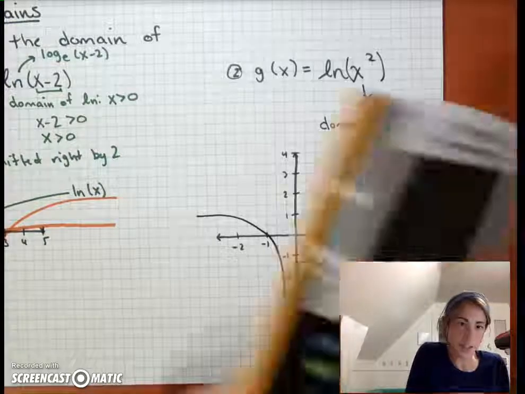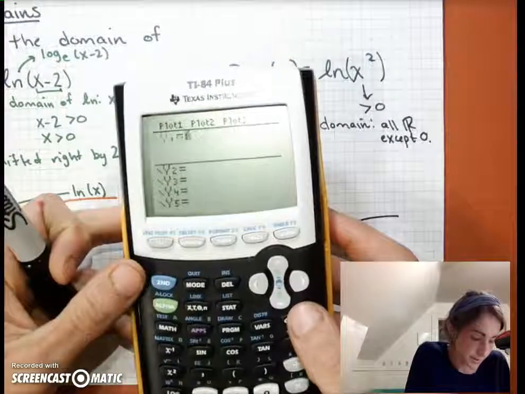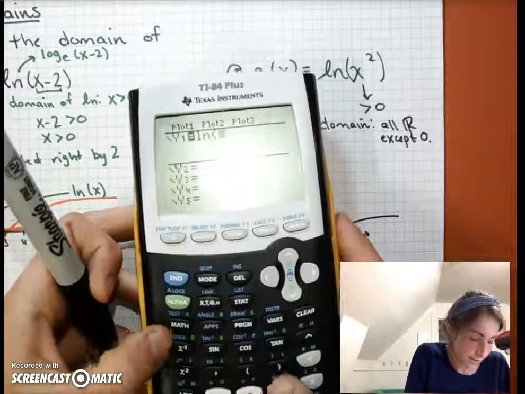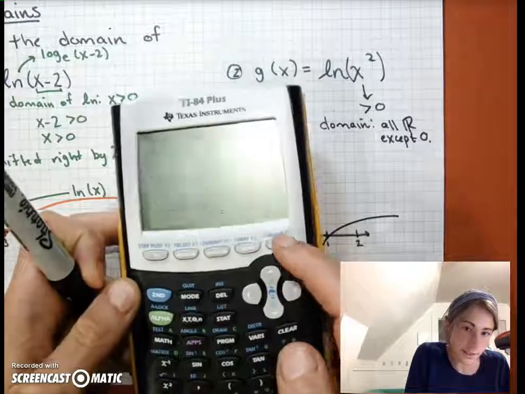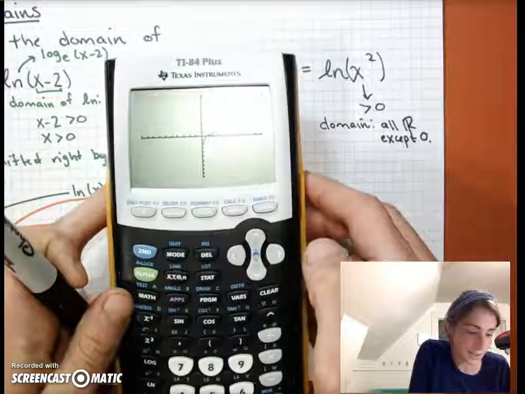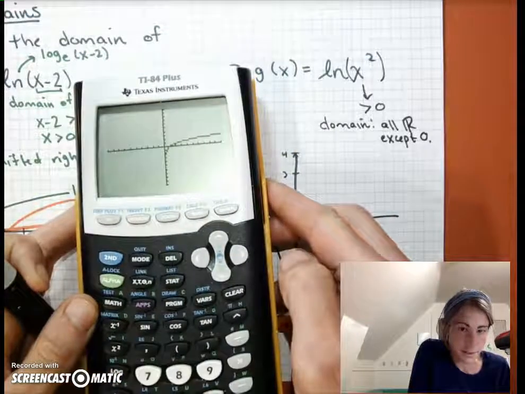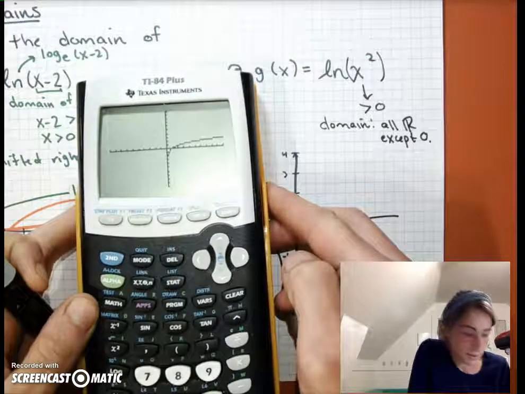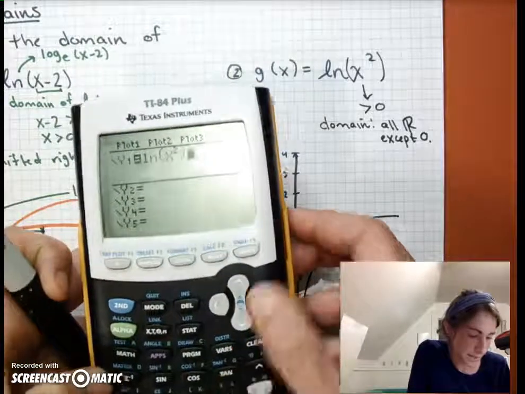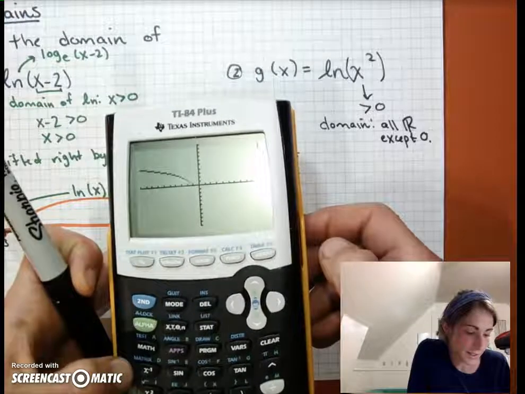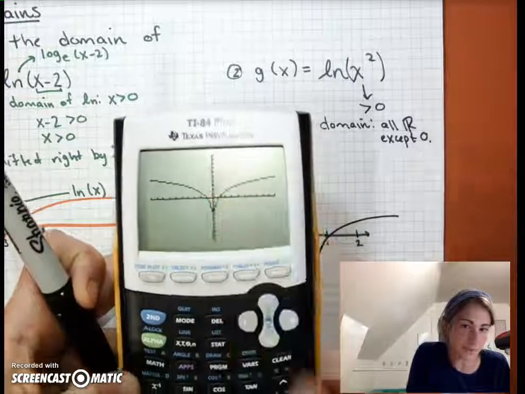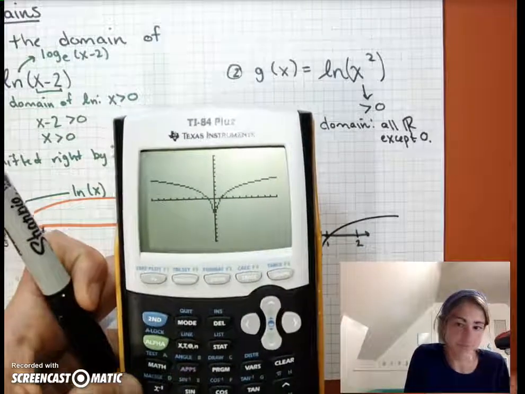And we can double check that in our graphing calculator by using the ln function, ln of x, and looking at the graph. Oops, let's go to a standard zoom. Oh, sorry, I wanted ln of x squared. That's why we got the wrong graph. And so now we see both pieces appearing, and there's that vertical asymptote right along the line x equals 0.